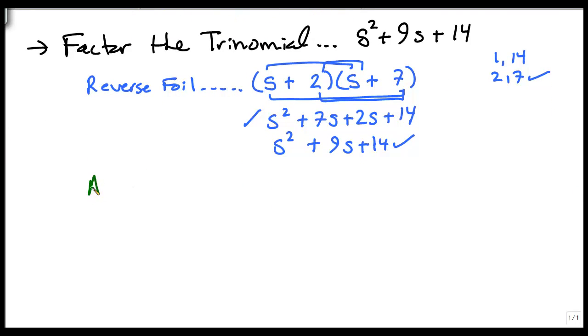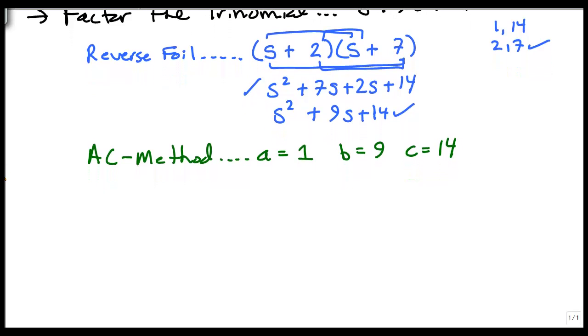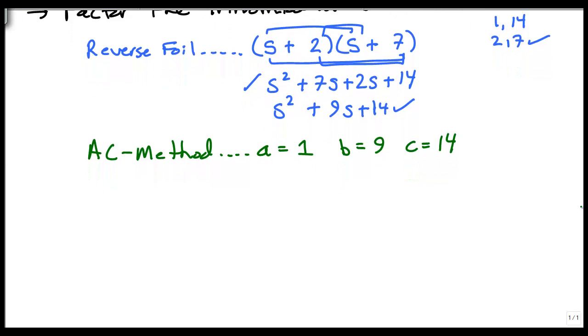AC method. Now with the AC method, you might imagine you need to identify A, B, and C. So for this example, A is an implied 1 because there's an implied 1 in front of the s squared. B is 9 and C is 14. So this is how I do the AC method, and everybody sets this up a little bit differently. Some people use factoring by grouping, and I'll show you that as well. And then I'll show you my little grid approach that I take to these too.